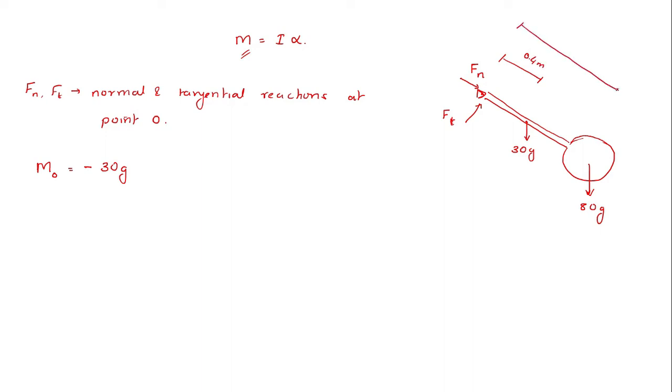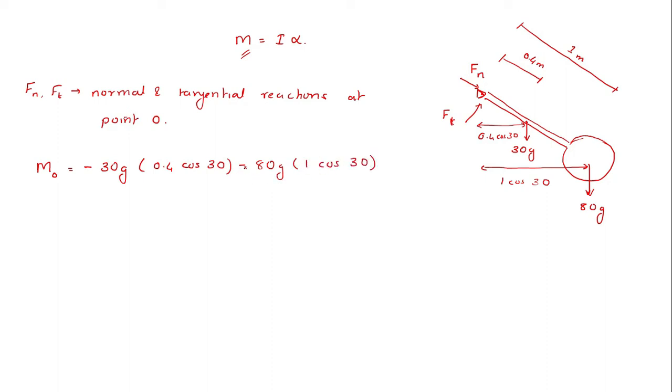Similarly, the distance to the center of the sphere is given to you as 1 meter. So minus 30 g into, now the horizontal distance of this corresponding force is from this point A. Okay, this distance will be 0.4 cos 30. Similarly, this distance will be 1 cos 30. So as such, minus 30 g into 0.4 cos 30 minus 80 g into 1 cos 30.